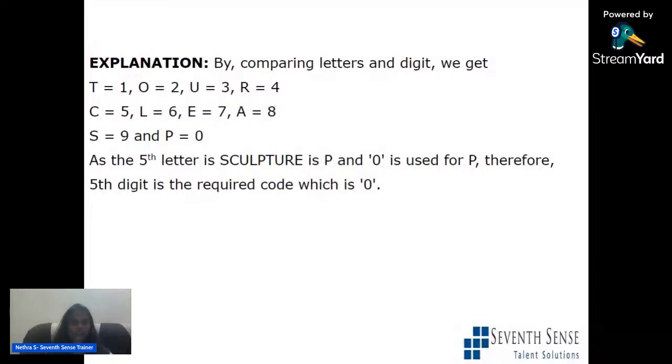I hope everyone understood the concepts of coding and decoding.